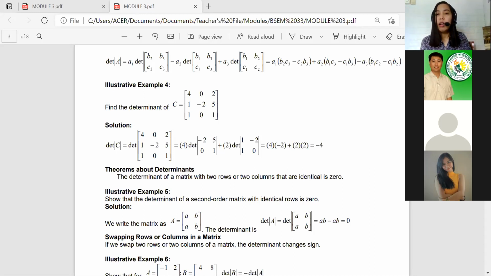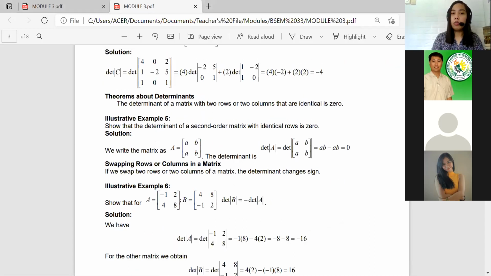Okay, so dito, one of the theorems, it says that if you get the determinant of a matrix with two rows or two columns that are identical, okay, so dapat dalawa class. It's either row or column. Basta dapat both of them are the same. Their determinant is always 0. Okay, next. It's one of the theorem.